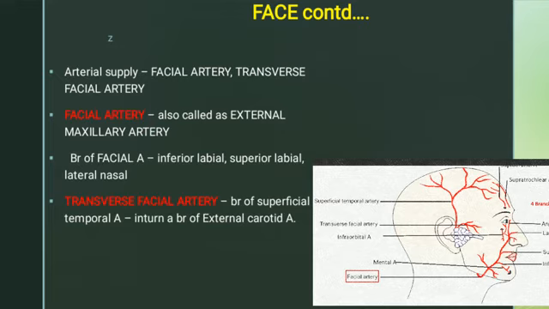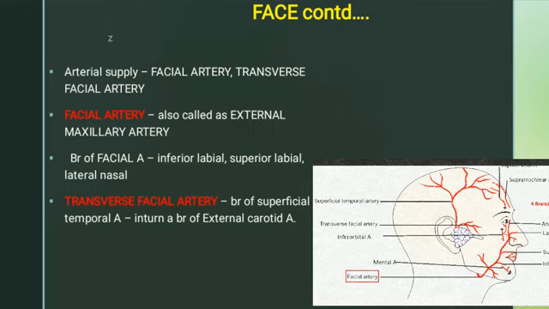Arterial supply of face. The arteries supplying the face are the facial artery and the transverse facial artery. Facial artery is also called the external maxillary artery, which is a branch of the external carotid artery that arises above the tip of the greater cornu of the hyoid bone. It runs tortuously upwards, crossing the angle of the mouth about 1.25 cm lateral to it, and then ascends and ends by anastomosing with the dorsal nasal branch of the ophthalmic artery near the medial angle of the eye. In the face, it gives inferior labial branch, superior labial branch and the lateral nasal branch.